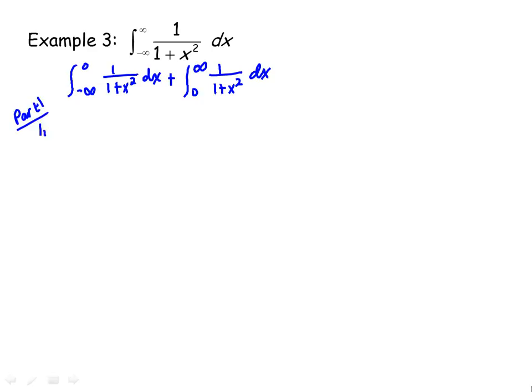Part 1, we're going to do the limit. And remember, we don't want infinities in there. Now this time we have a negative infinity, and we haven't done that yet. So you have the limit as t approaches negative infinity of your integral, taking the negative infinity out and replacing it with t, going up to 0 of your function. Okay, now from here, how are you going to integrate 1 over 1 plus x squared dx?